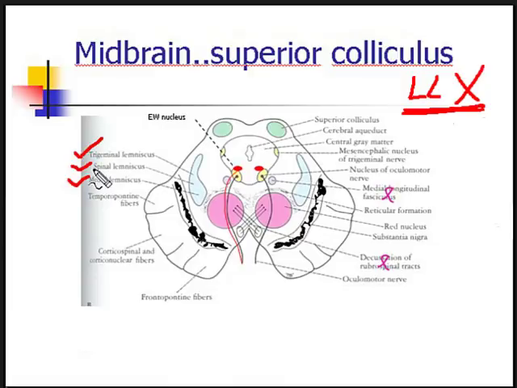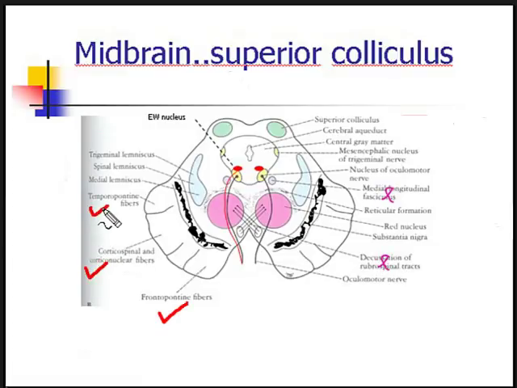So important for you to remember that the lateral lemniscus begins in the pons, it ends at the level of the inferior colliculus. It's not seen at the level of the superior colliculus. So that's an important thing to remember. And the other fibers, they remain the same. You see the corticospinal and corticonuclear, and then you see the corticopontine fibers, just as in the case of the inferior colliculus. So this is what you see at the level of the midbrain.